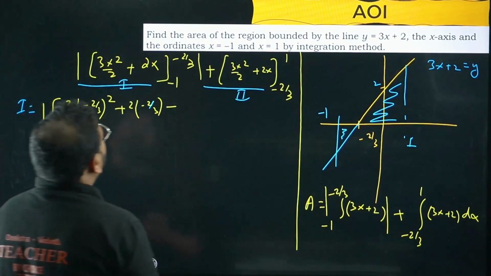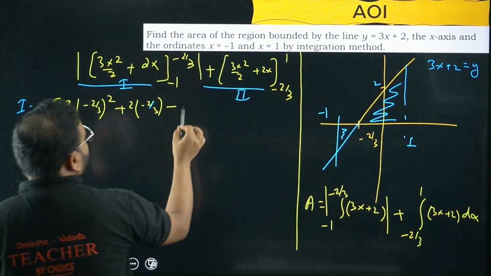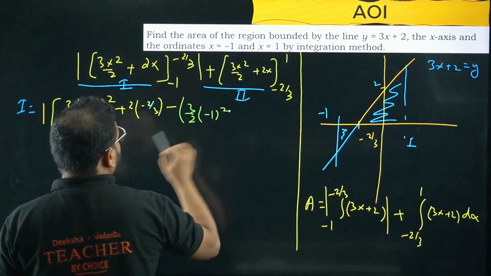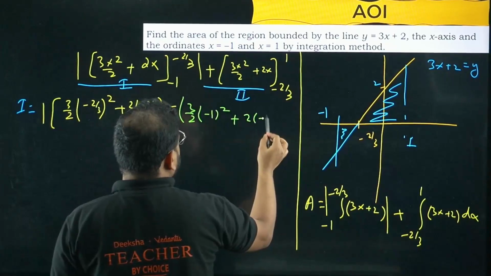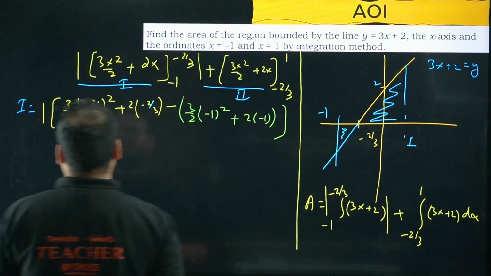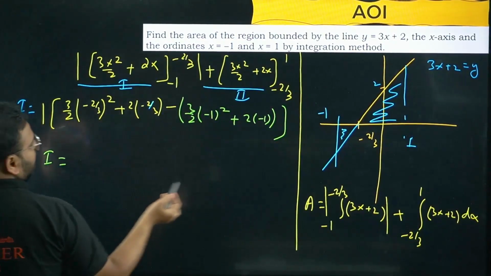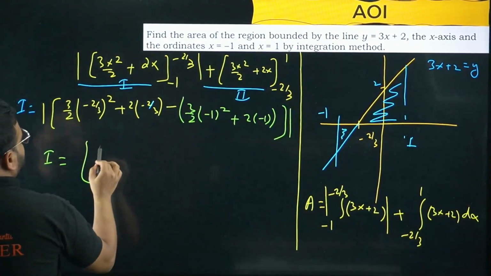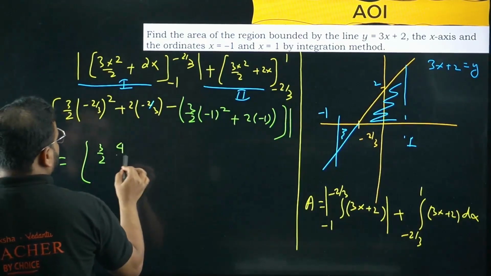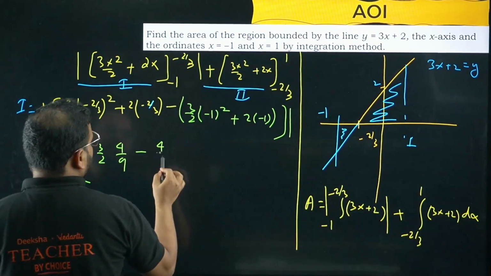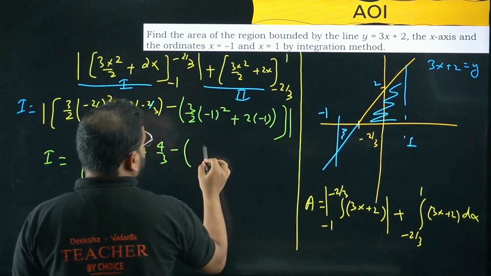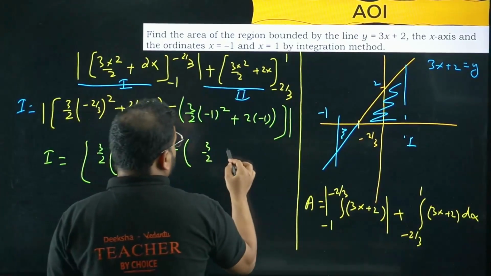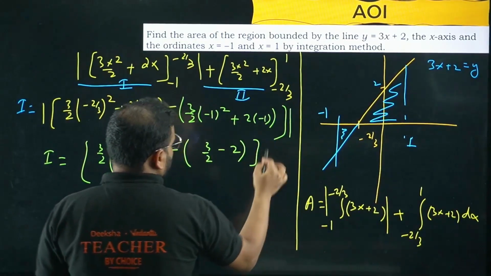What I'm going to get, please check. For the upper limit, this is it. For the lower limit, we'll have a bracket again, right here: 3 by 2 times of minus 1 square plus 2 times of minus 1. Close the bracket. This is a modulus, of course. This will become, please check, 3 by 2 times 4 by 9 minus 4 by 3. I have my sign over here. I get here 3 by 2, and I have here minus 2. Please check. Close and put the mod over here.